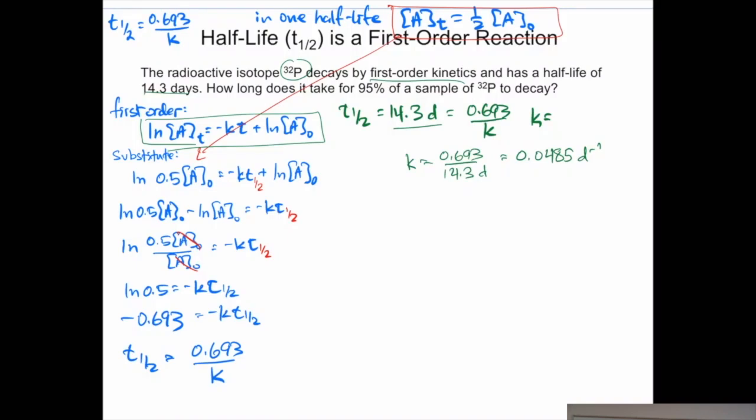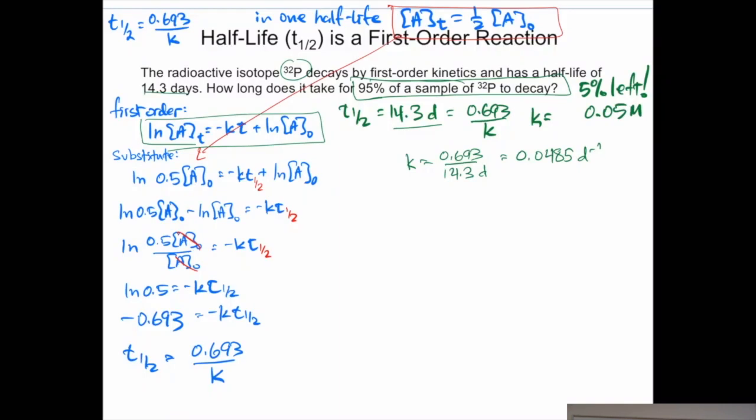All right, so now we know what K is. Now we can plug everything in. We need the time it takes for 95% of the sample to decay. So how much is left at this time? 5% is left. Convert that back into a decimal, that's 0.05. So that's what's left. That's what we need for our concentration at time t.